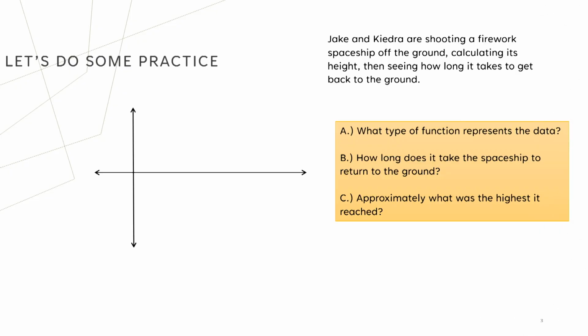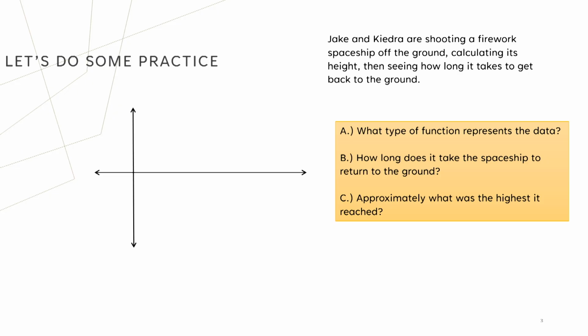All right, so let's do some practice. Jake and Kedra are shooting a firework spaceship off the ground. They're calculating its height, then seeing how long it takes to get back to the ground. What type of function represents the data? How long does it take the spaceship to return to the ground? And approximately what is the highest it reaches?